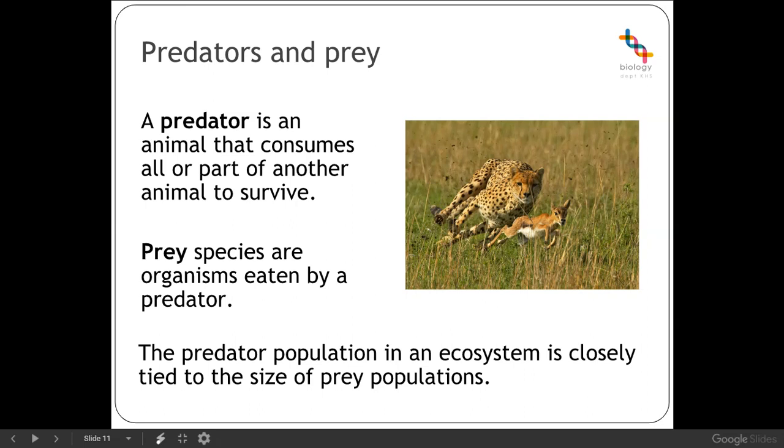And the predator-prey population in an ecosystem are closely related to each other. As one increases, you tend to see the other increase within a year or so as a result of having a more available food source.